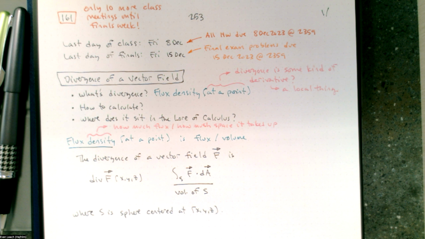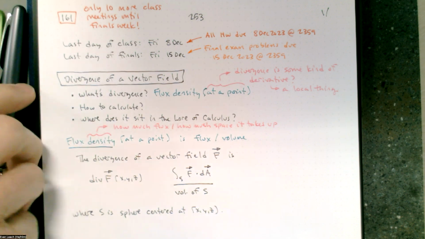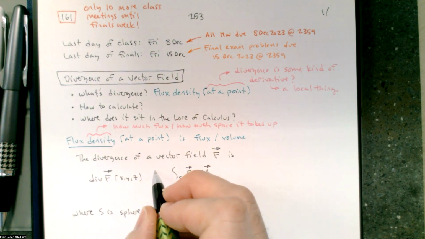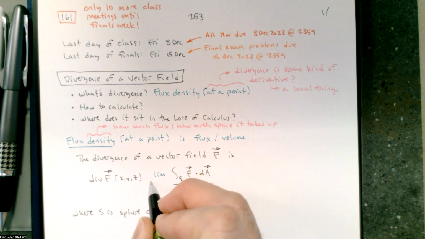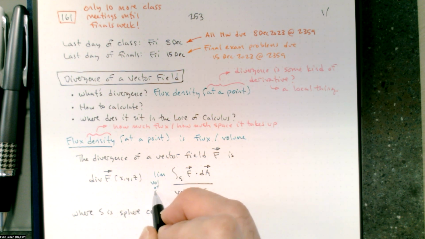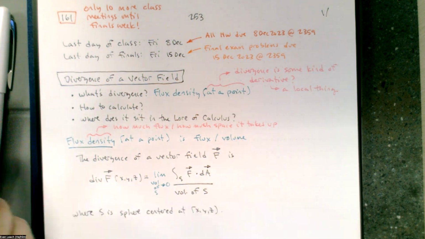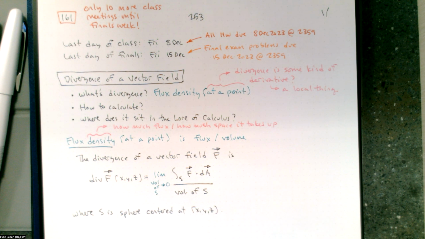So we're going to take this sphere, and the sphere is going to shrink down to a point. Now, that would cause us to divide by 0 because the volume of a point is just 0. And we can't divide by 0, so we have to play the calculus game. Since we want to know what's going on at this point, we'll take the limit as the volume of S goes to 0.